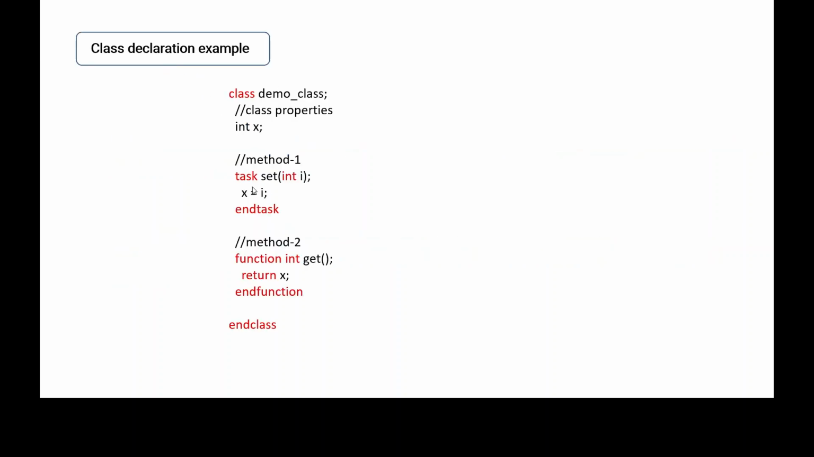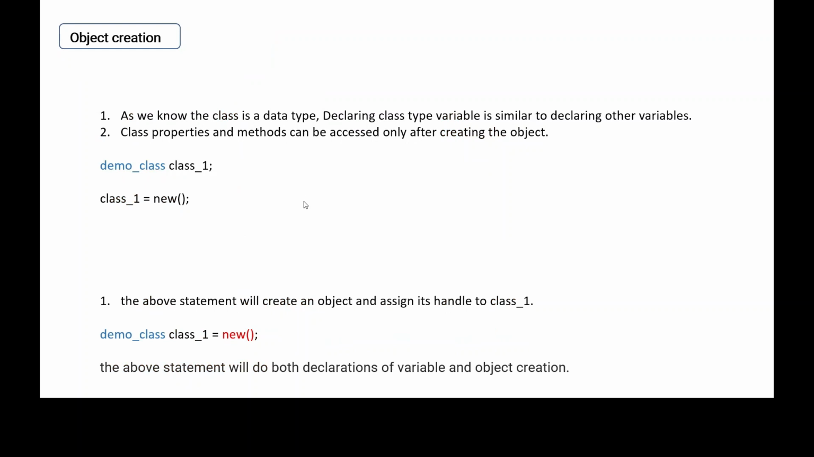Let's see the class declaration example. I have written a small example on get and set methods. Every class needs to be declared with the keyword class and end with endclass. You can see int x. Here int x represents the class property or class data, whereas these two are methods. There are two ways to create objects. If you see this, it's using two different statements, whereas this is using a single statement.